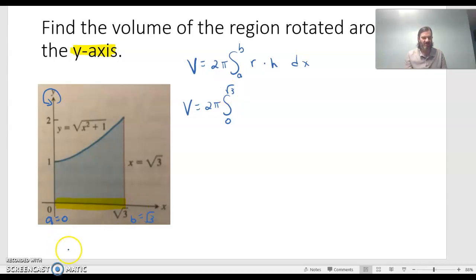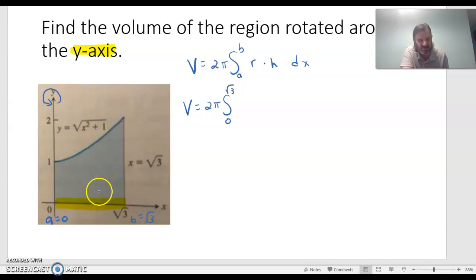Okay, not looking at the y values because that would be a disk method, which would be fine to use here, honestly. We're just looking at some variations. Excuse me, it would be a disk method if we're going around the x-axis. Okay, so let's see here.